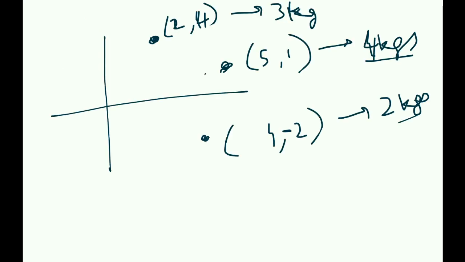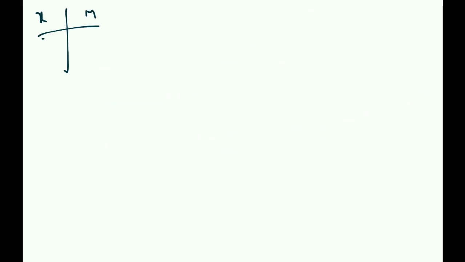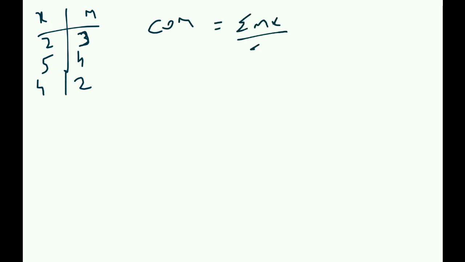Let's take, this is my mass. I'm just going to make a small tabular representation. 2, 5, 4. Those are my x coordinates, and the masses are 3, 4, and 2. Okay. Now, how did I say we find the center of mass again? It's sigma mx by sigma m, right?